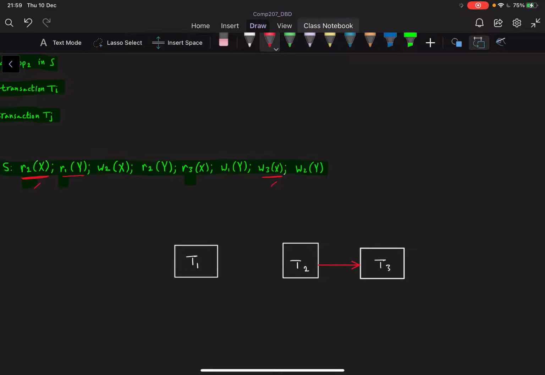So we skip this, and we skip this because it's a read operation. We skip this.